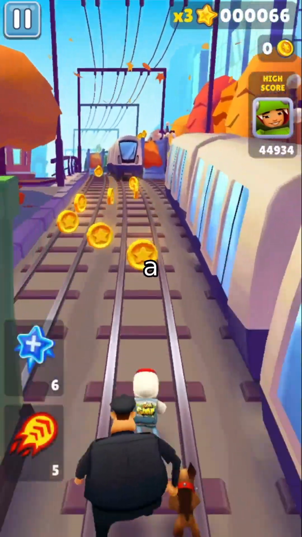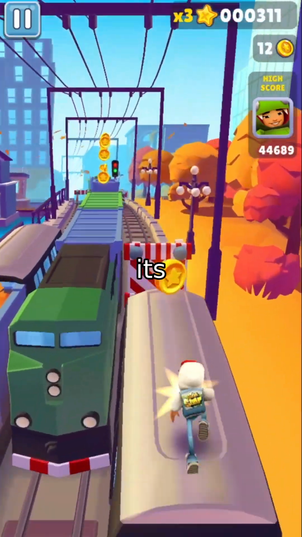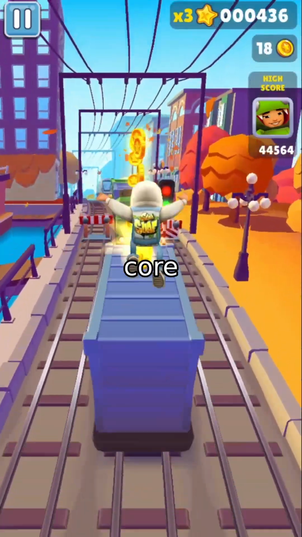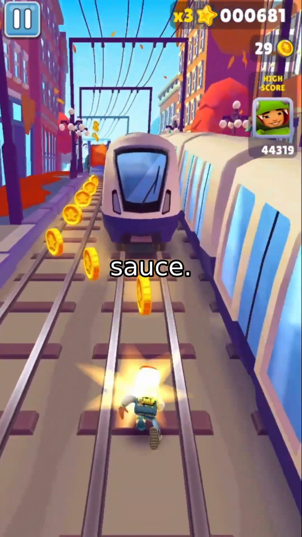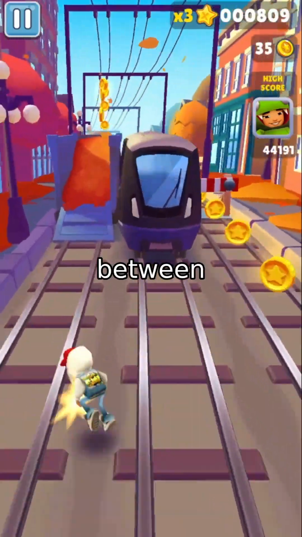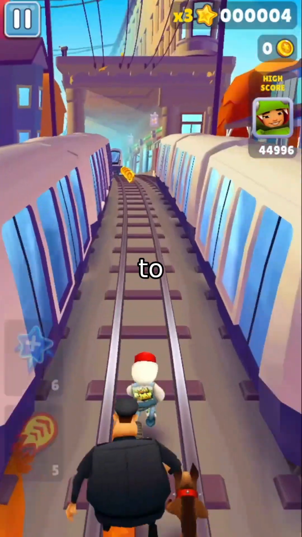Enter the transformer, a model that abandoned sequential processing entirely. How did it manage to outperform its predecessors? Let's unpack its core innovation: self-attention. Self-attention is the transformer's secret sauce. At its heart, it calculates relationships between all tokens in a sequence, allowing the model to weigh the importance of each word relative to others.